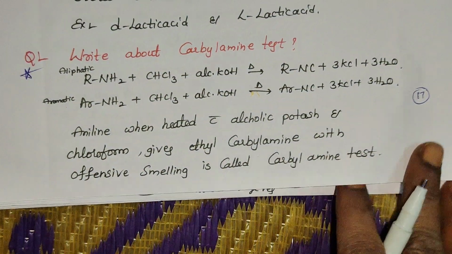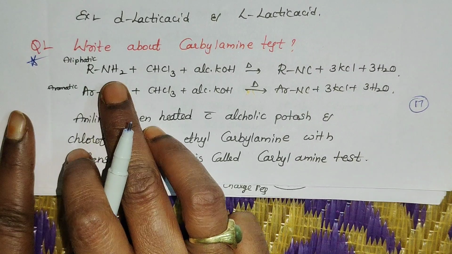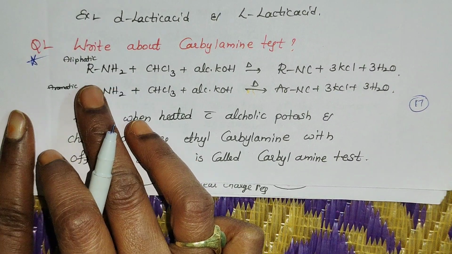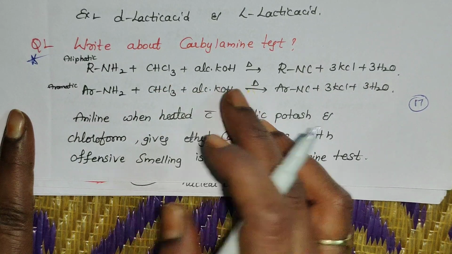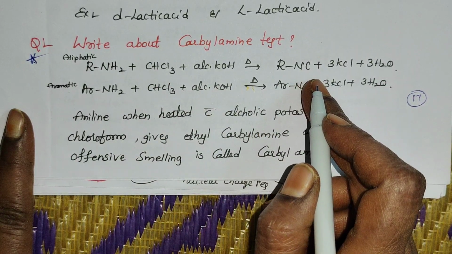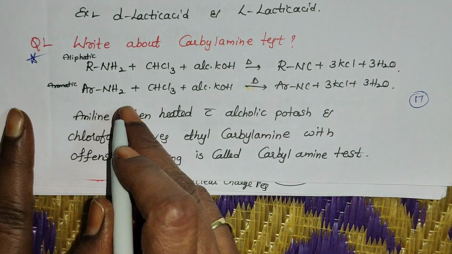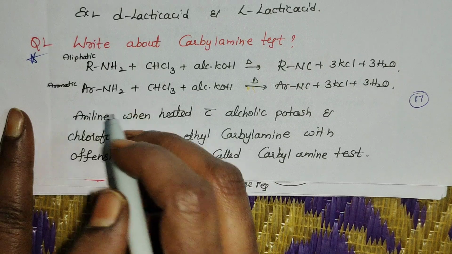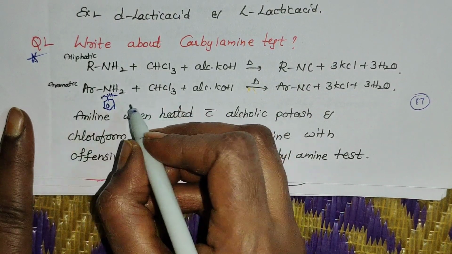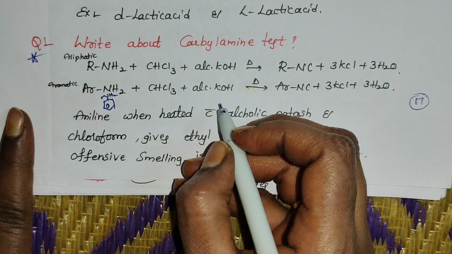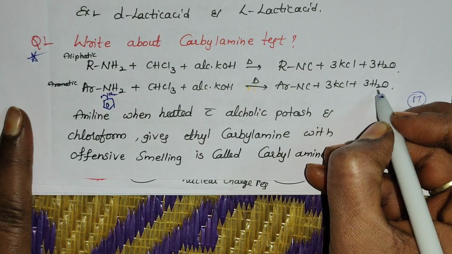Write about the carbylamine test. These are two types: aliphatic and aromatic. For aliphatic, we take an alkyl group and NH2, that is alkylamine. When alkylamine is treated with chloroform in presence of alcoholic potassium hydroxide and heat, it gives alkyl isocyanide. NC is isocyanide, CN is cyanide. It also gives potassium chloride and water. Next, aryl amine, that is aniline. Imagine a benzene ring with an NH2 group present. When treated with chloroform and alcoholic potassium hydroxide with heat, it gives aryl isocyanide and 3 moles of potassium chloride and 3 moles of water.